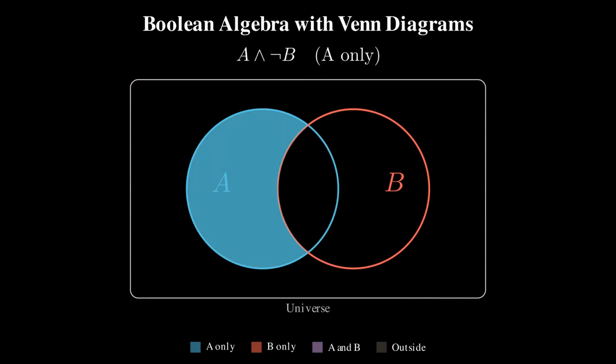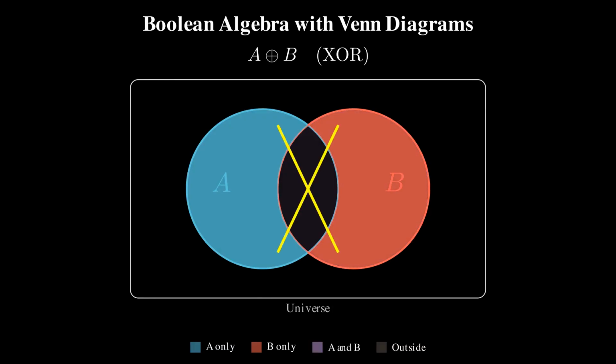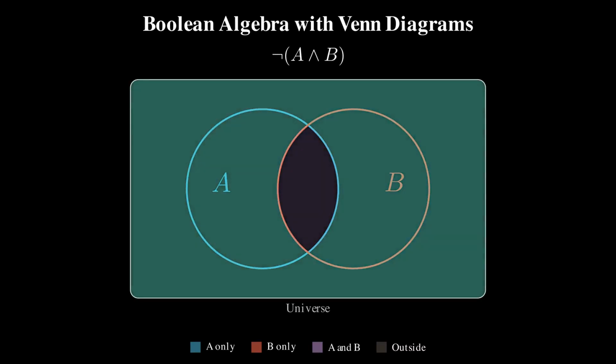A and not B: only the blue crescent, inside A but outside B. A exclusive or B: the blue crescent and the red crescent, but not the purple overlap. Not of A and B: everything except the purple overlap.